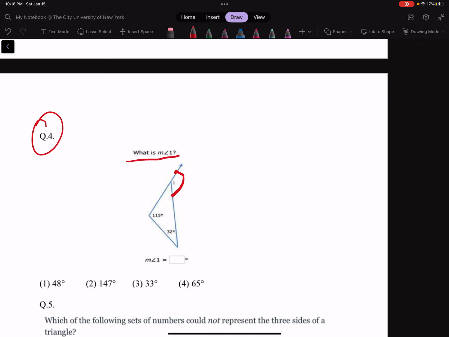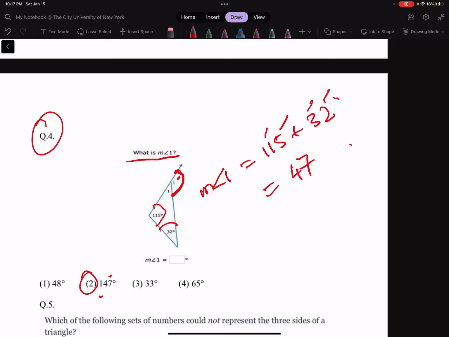That's the exterior angle theorem: the sum of the two non-adjacent angles is equal to the exterior angle. So the measure of angle 1 is equivalent to 115 plus this 32. You'll have to know this rule very well. There will be at least two or three sums related to that. So 115 plus 32 gives you 147. So you have a 7 here. Probably this is the answer, but it's always better to check. 7, 4, 1, so 147 degrees.